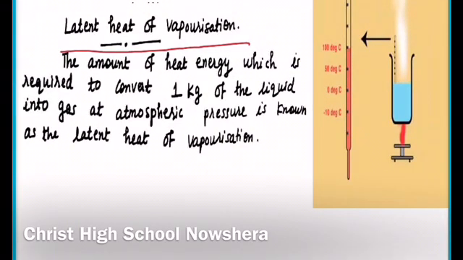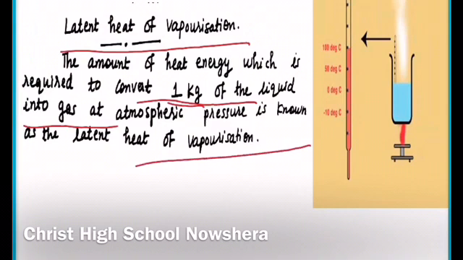Here specifically we will use the same 1 kg of the liquid, same definition only. In latent heat of fusion, what is that? The amount of heat energy required to convert 1 kg of solid into liquid. It is called latent heat of fusion. Then what will be latent heat of vaporization? The amount of heat energy required to convert 1 kg of liquid into gas. It is called latent heat of vaporization.